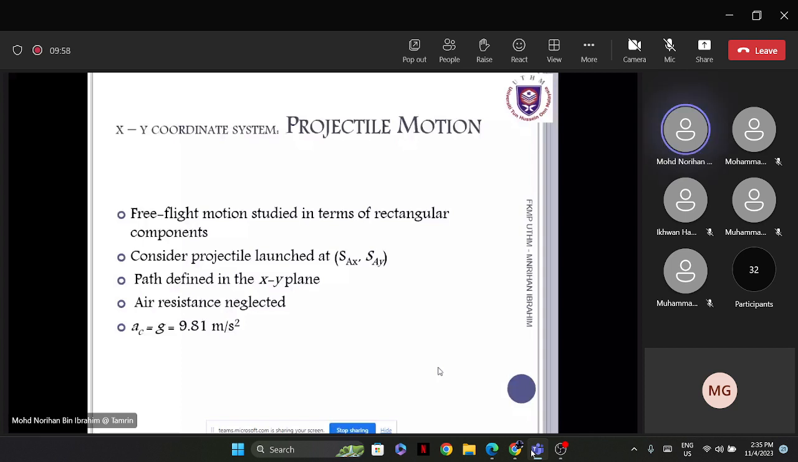The motion of a projectile involves the free flight motions of a projectile or object, the free flight motions of any object, physical body, or in this case, particles. And we are talking about the particle in chapter 2, right? So we try to convert everything from object or physical body into a particle. It is normally studied using the rectangular components or rectangular XY coordinate system.